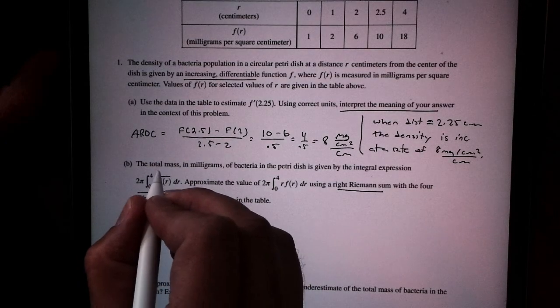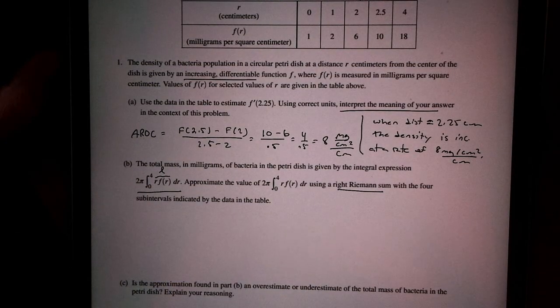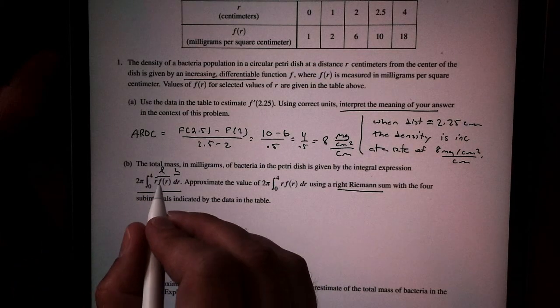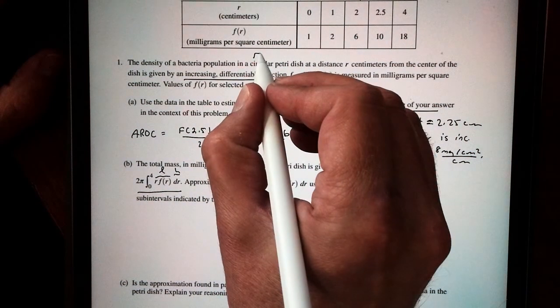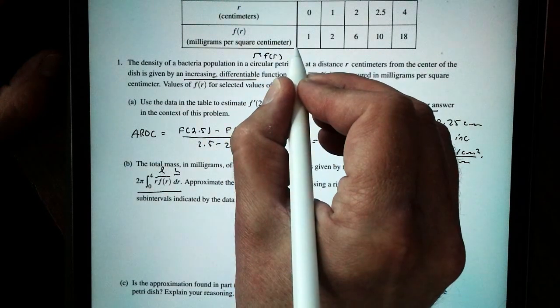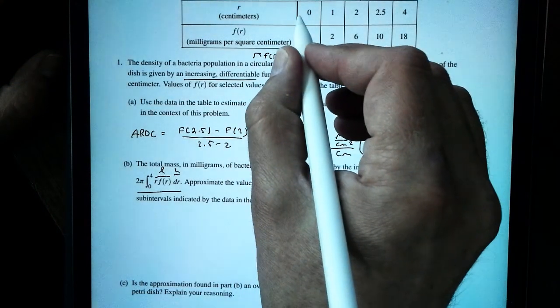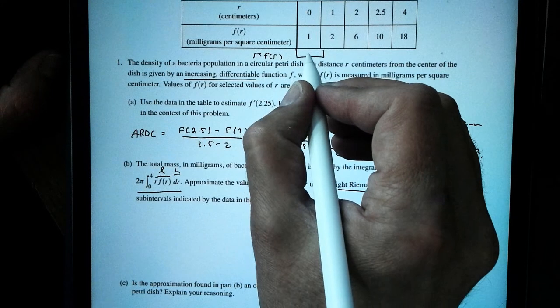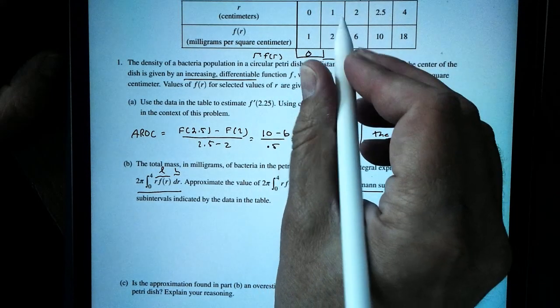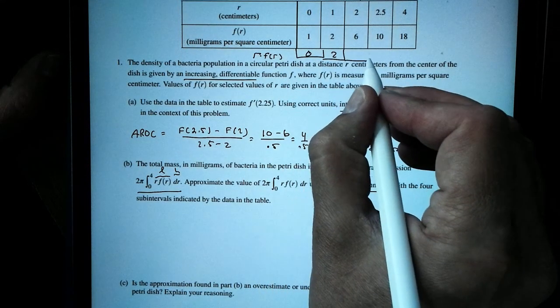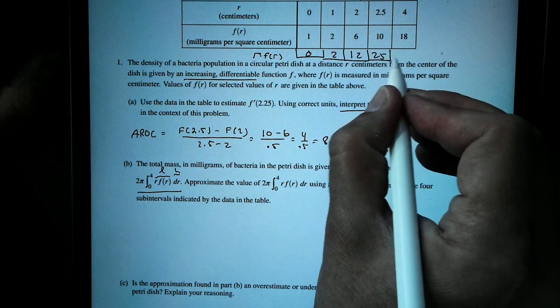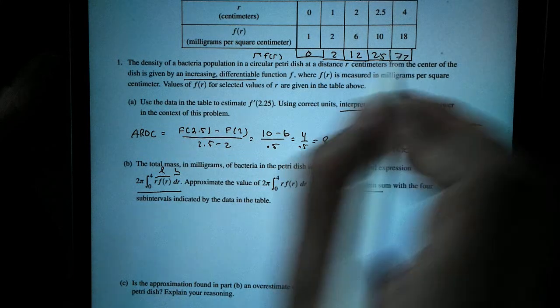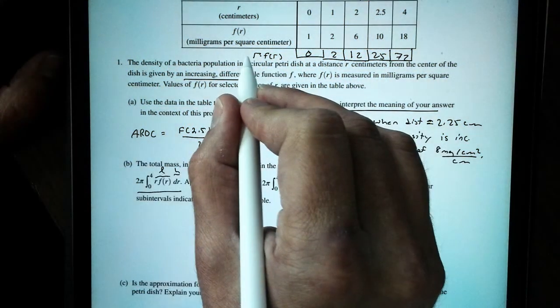So the length of my rectangle will be dr, and this would be, of course, my height of my rectangle. So what we need is this r f of r, and I'm going to use this table for that. R times f of r: over here, 0 times 1 is 0. R times f of r is 2 here. 2 times 6 is 12. And of course, this is 25. And 4 times 18 is 72. So that's our r times f of r.